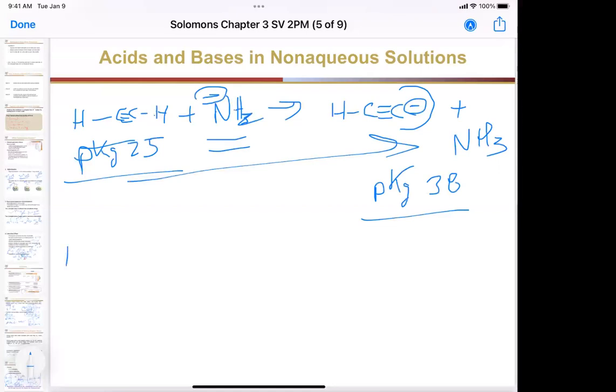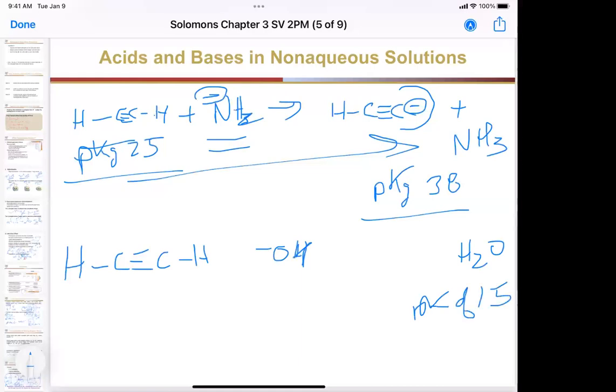Can we do that same thing with hydroxide? I don't know. Let's see. We do hydroxide right here. The conjugate acid of hydroxide would be water, H2O, which has a pKa of 15. And this still has a pKa of 25. So is hydroxide going to deprotonate that carbon? No, because this is the stronger acid. So this reaction doesn't go.